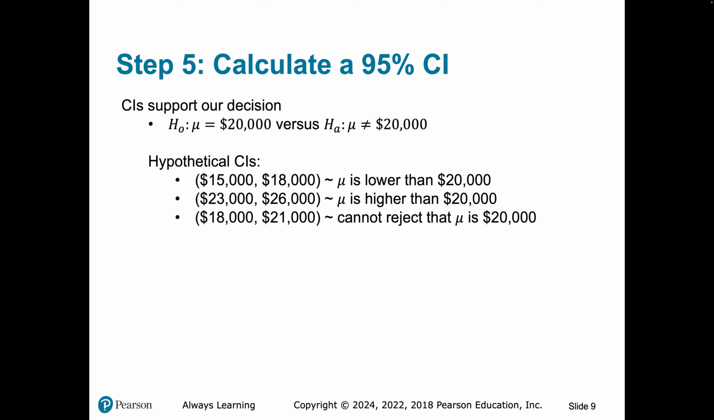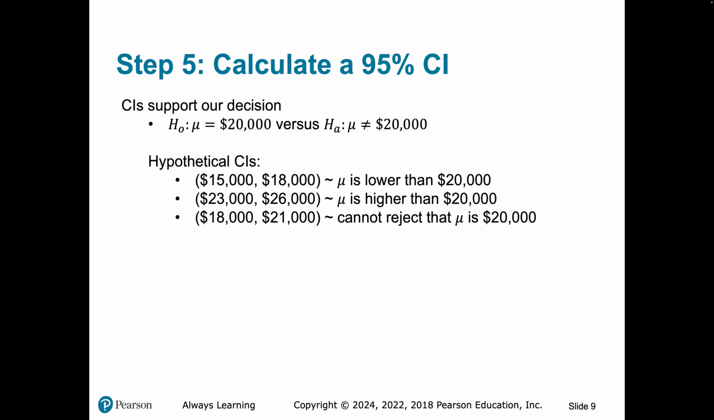Now let's examine that first confidence interval. And again, it's a hypothetical one. We'll calculate the real confidence interval in the next video. But the hypothetical confidence interval from 15,000 to 18,000, notice that the entire interval is below 20,000. In this case, we would have statistical significance, and we would conclude that the mean hospital stay for all stays in this region is actually lower than the hypothesized value, or the claim of $20,000.